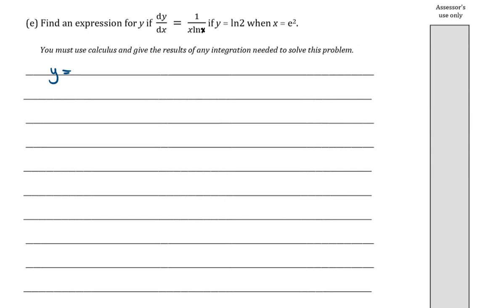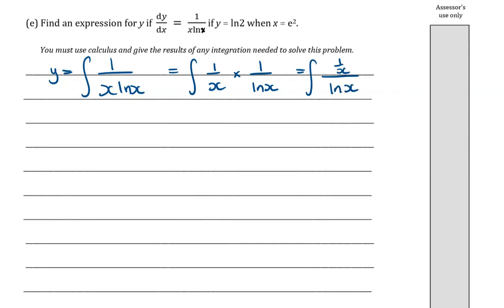Okay, now part E of this question was actually really quite a tricky integration to do. So y will be the integral of this function here, 1 over x ln x, but there's no easy way to do that. What you can recognize though is that this is the same as 1 over x times 1 over ln x, which you can imagine as being 1 over x over ln x, and then you've got the top is the derivative of the bottom, which then means that you do the natural log of the bottom.